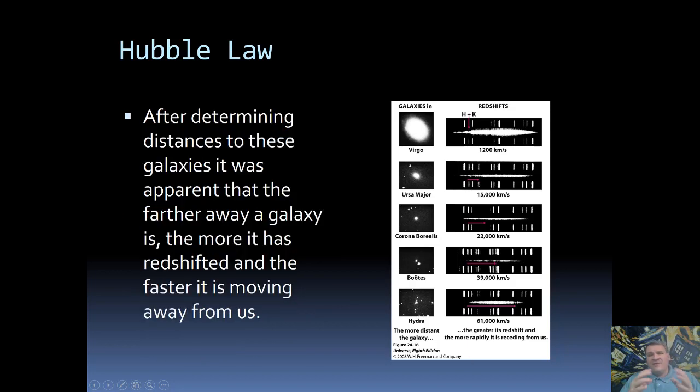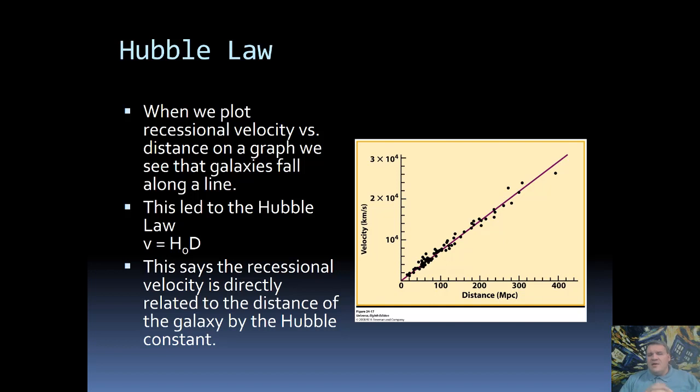Well, after figuring out the distance to these galaxies, they noticed an interesting relationship. Specifically, the farther away the galaxy is, the more red-shifted it is. So the farther away it is, the faster it's going to be moving away from us. So on this graph, up and down, we're looking at how fast it's moving, so the velocity, and then along the bottom, we're looking at the distance. Notice that all of these galaxies are very close to this line. What this means is we can then form a relationship. This is what's known as Hubble's law.